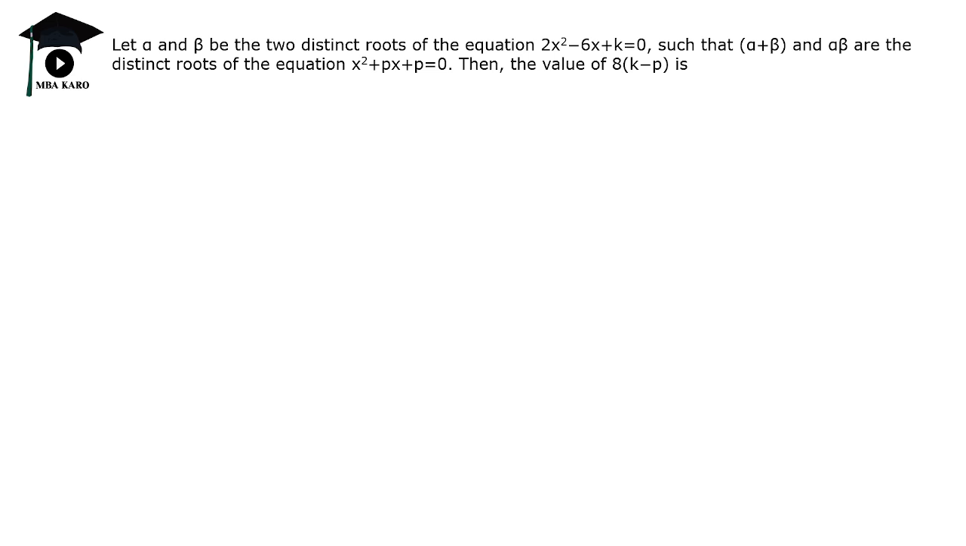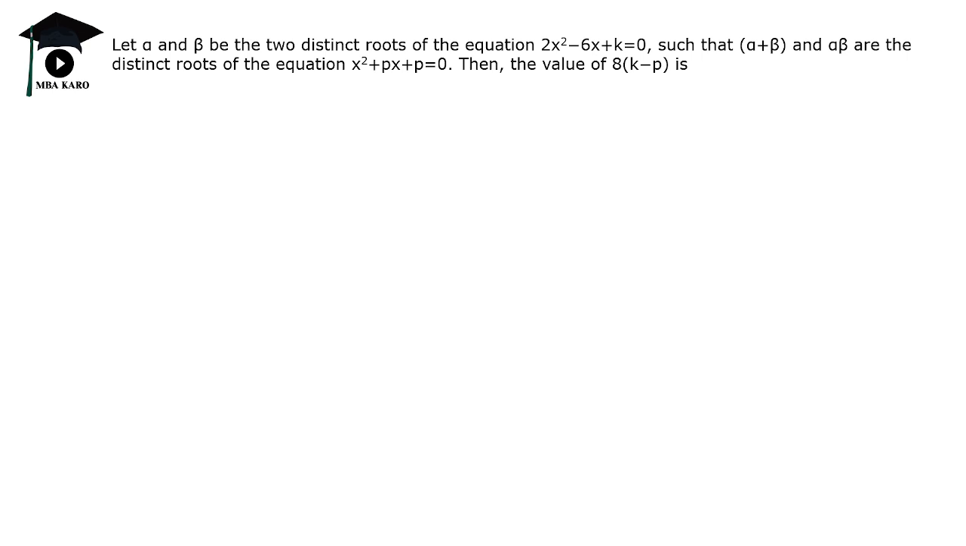Let alpha and beta be the two distinct roots of the equation 2x square minus 6x plus k equals 0, such that alpha plus beta and alpha beta are the distinct roots of the equation x square plus px plus p equals 0. You need to find the value of 8 times of k minus p.